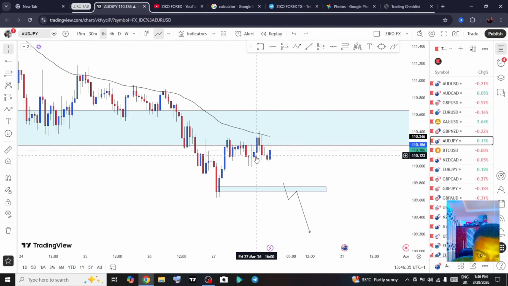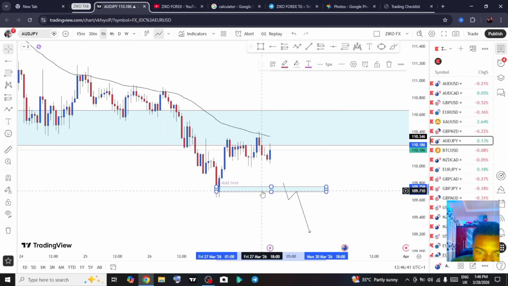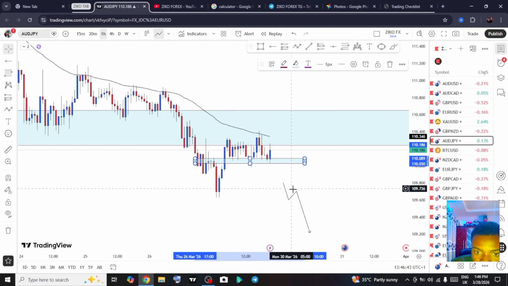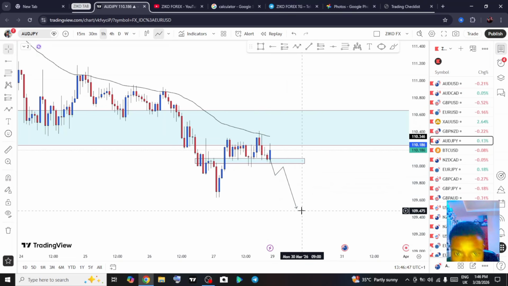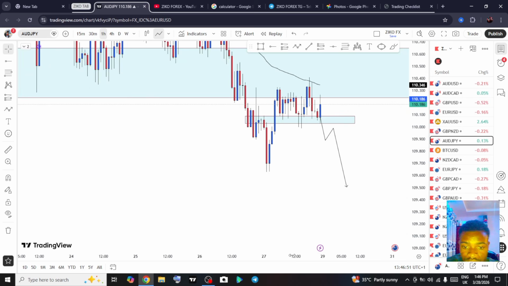Okay, market structure might actually be okay. So that's not what we actually need. We don't need this break and retest. That's not what we need. This is what we need right here. We need a break and retest under this one right here. Okay, so at least that is more valid. Let me explain what I just saw. Let me come closer.